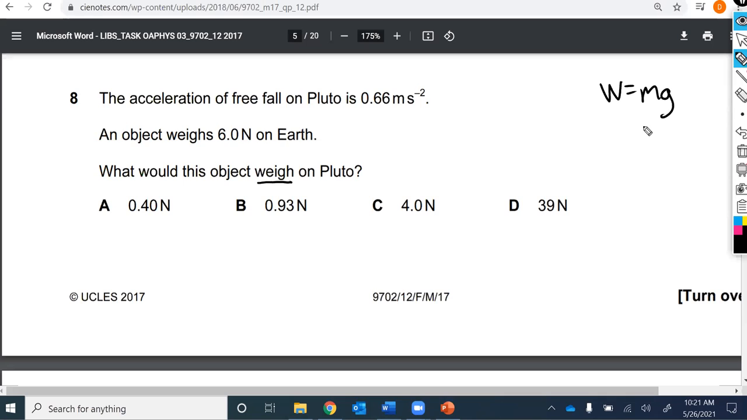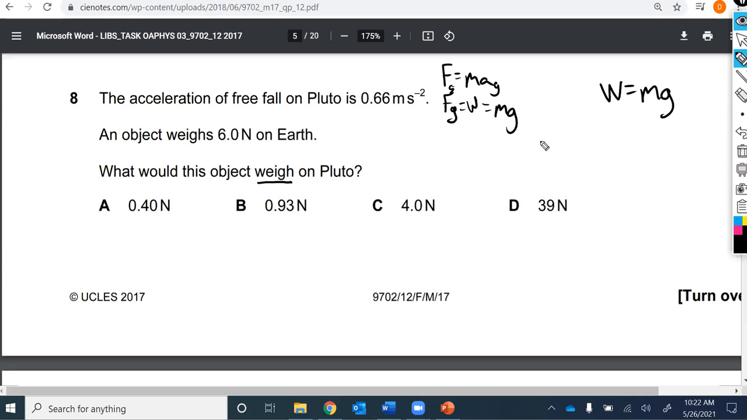You should have this equation in mind for weight. It comes from the more general Newton's second law, force equals mass times acceleration, and the force due to gravity we call weight, and so the acceleration due to gravity we call local g. So weight equals mass times g. That's where that comes from.